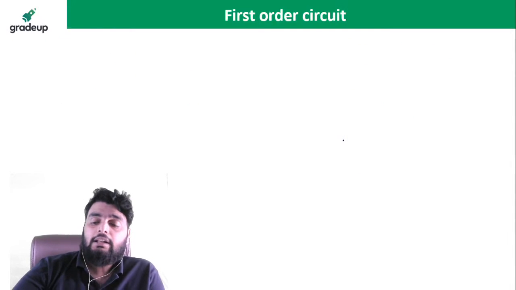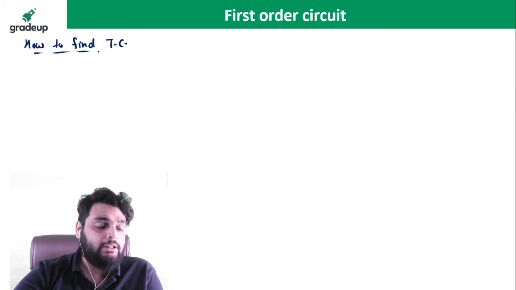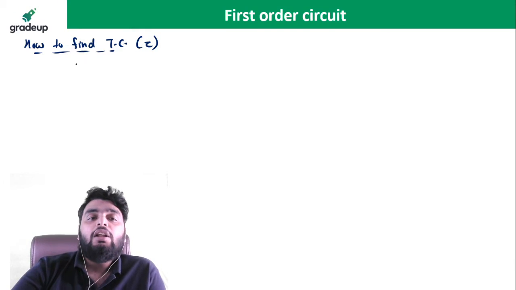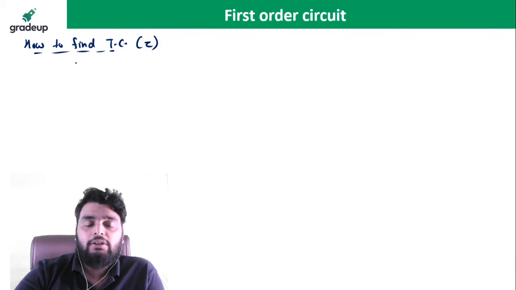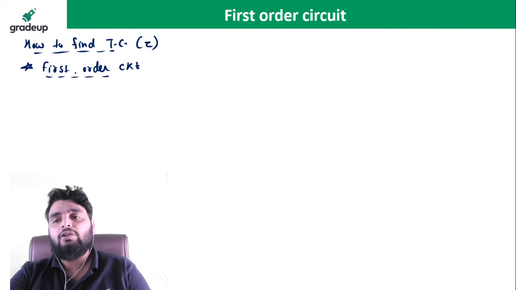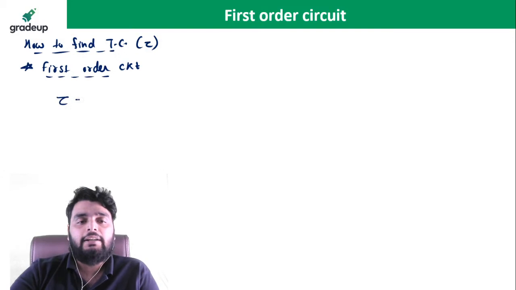Now the question arises: how to find the time constant tau? I told you in 80% of questions we need to find the time constant. So beta, what happens in case of the time constant? First of all, a first order circuit. How to find the time constant of a first order circuit? In a first order circuit, the circuit contains either an inductor or a capacitor. In case of an inductor, the time constant is L by R.